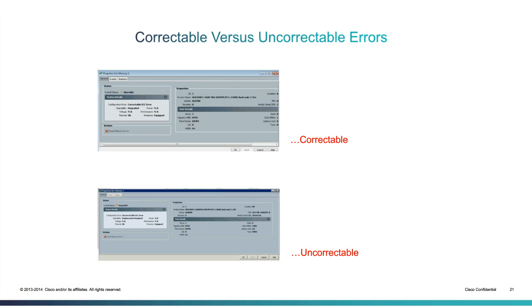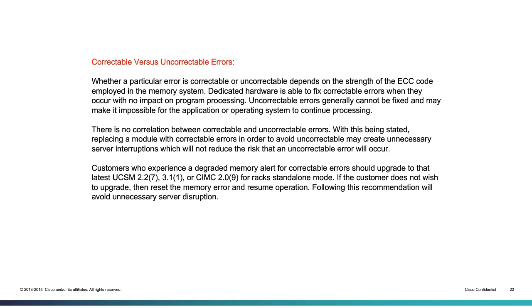DIMM A1. And the bottom is the uncorrectable error, which is just a hard error. And once again, it may be degraded, it may be inoperable. The point is it will have to be replaced by an RMA. Now, whether a particular error is correctable or uncorrectable depends on the strength of the ECC code employed in the memory system, so dedicated hardware is able to fix correctable errors when they occur with no impact on program processing. Non-correctable errors generally cannot be fixed and make it impossible for the application or operating system to continue processing.